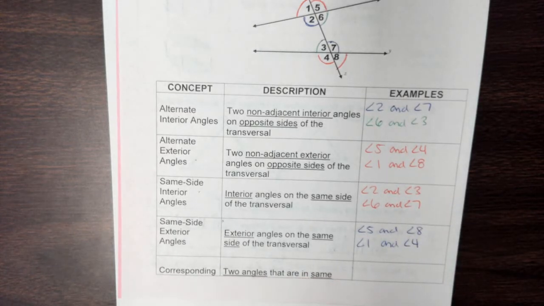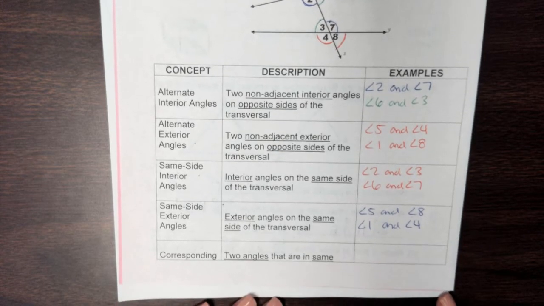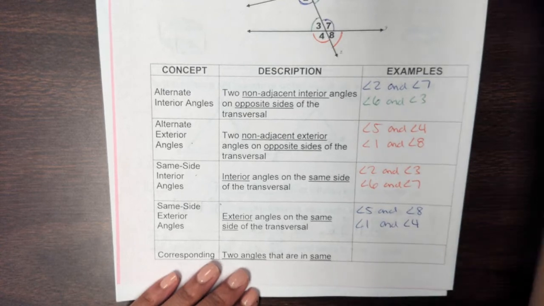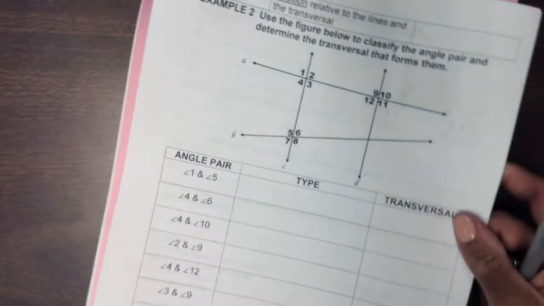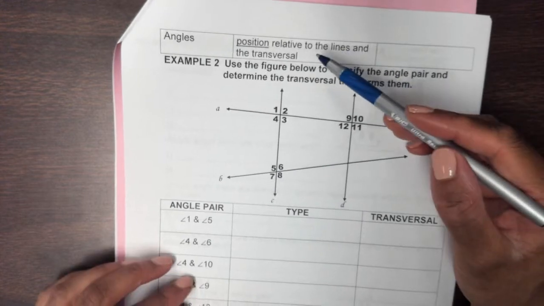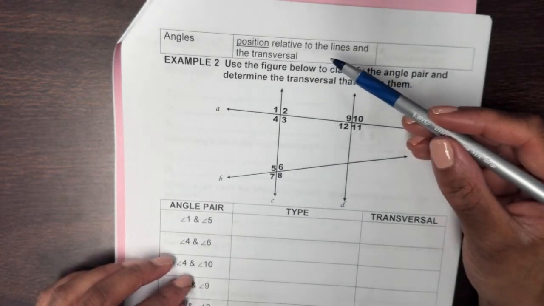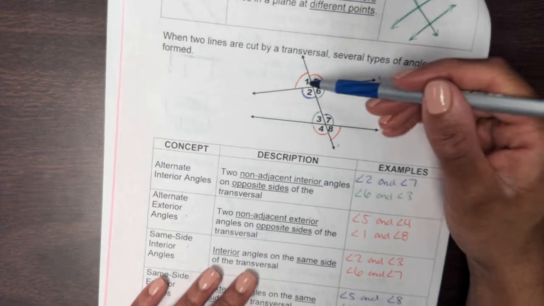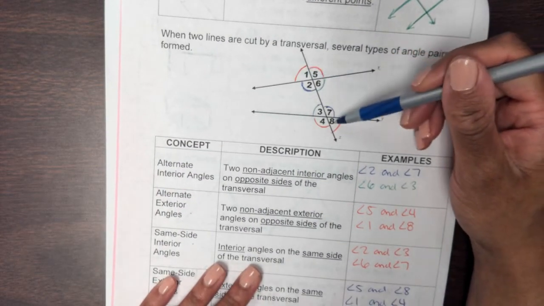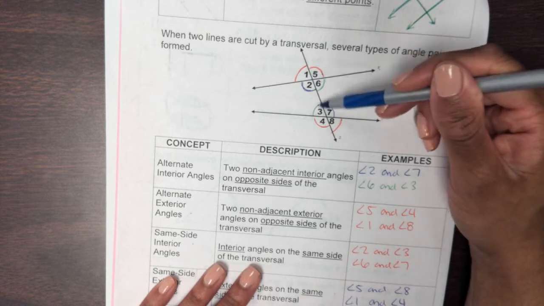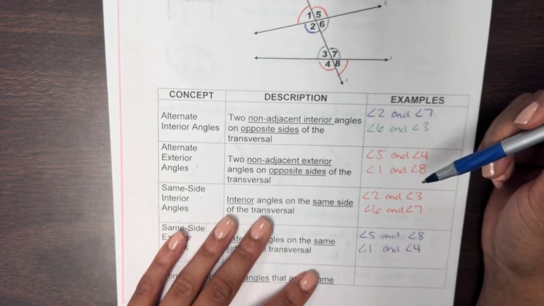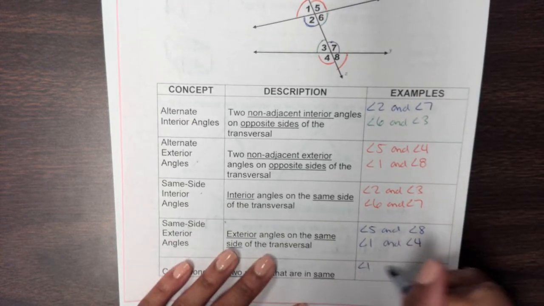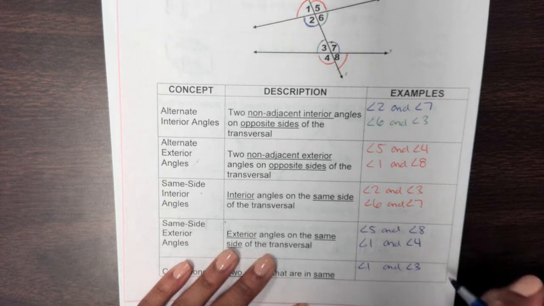Okay? Then we have corresponding. So corresponding angles are two angles that are on the same position relative to the lines and the transversal. So for corresponding angles, we're looking at angle 1 and angle 3. Think of it, they're in the same position, just different parts. So we have angle 1 and angle 3.